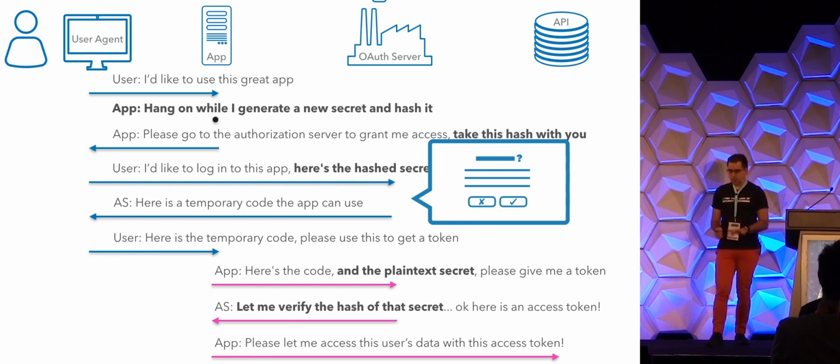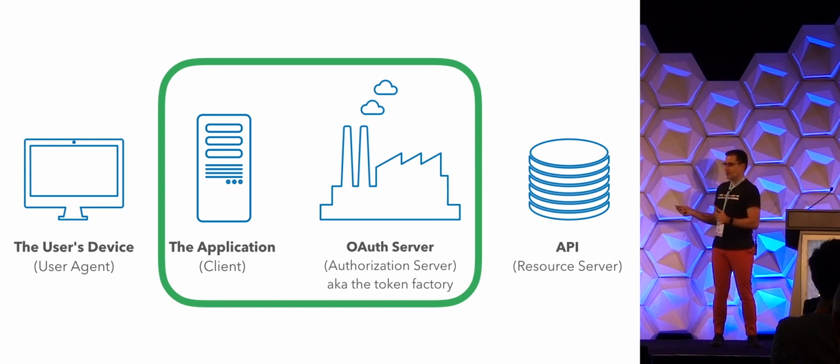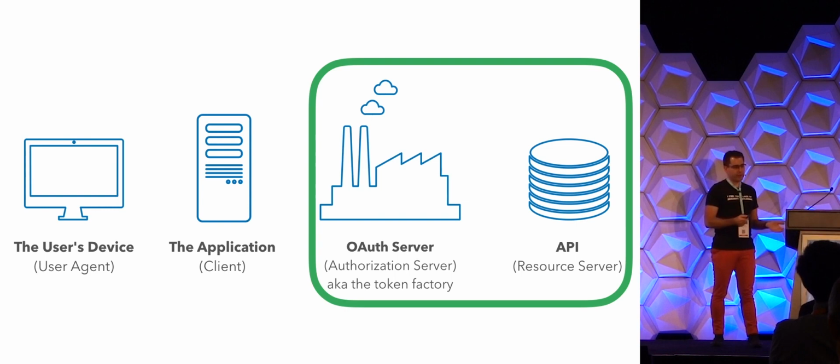So that was an extremely quick overview of OAuth clients. Mostly all the stuff we've been talking about is how clients are talking to servers and getting an access token. I want to shift gears now and talk about how the OAuth server and the API coordinate.